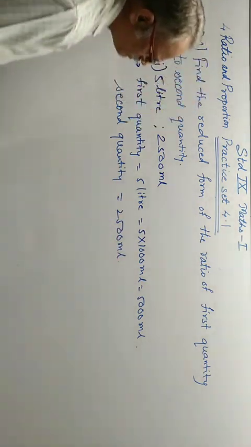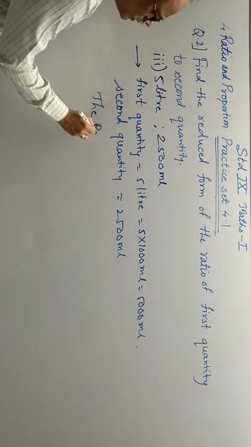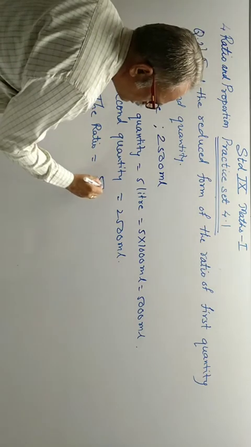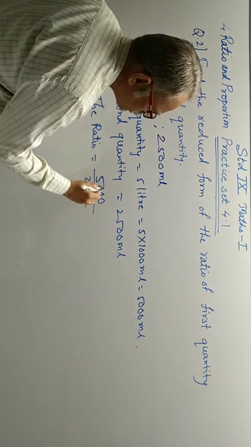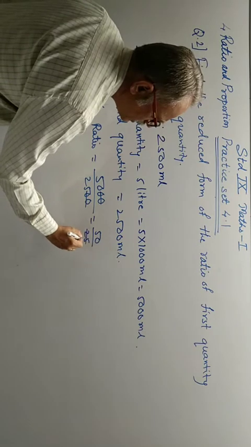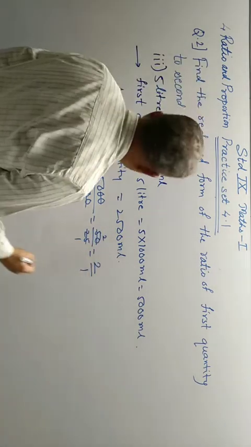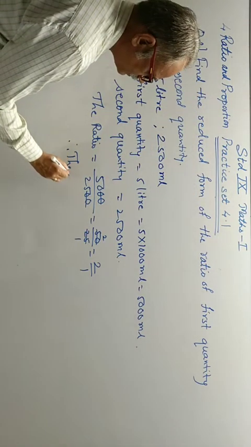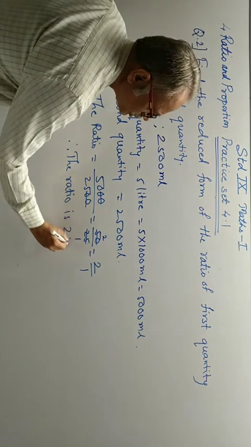Now both are in ml, milliliter. The ratio of first quantity to second, in the same unit, is 5000 upon 2500. Zeros cancel, 50 upon 25. 25 ones are 25, 25 twos are 50, so 2 upon 1. Therefore, the ratio is 2:1.